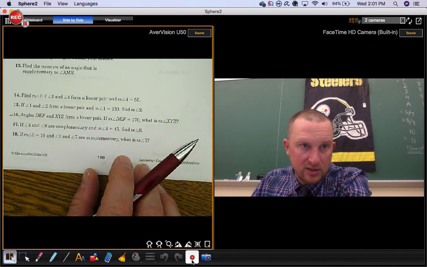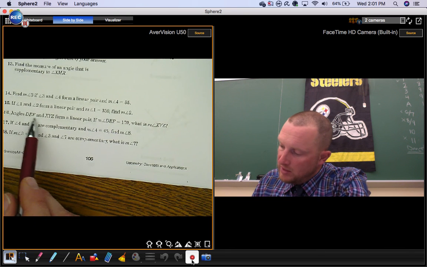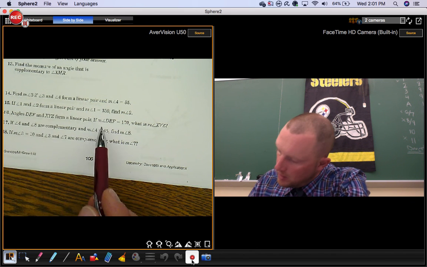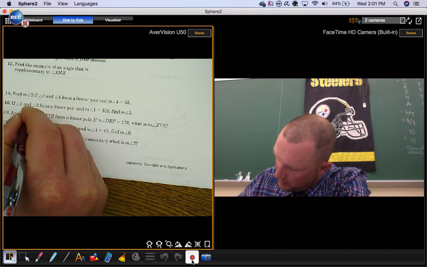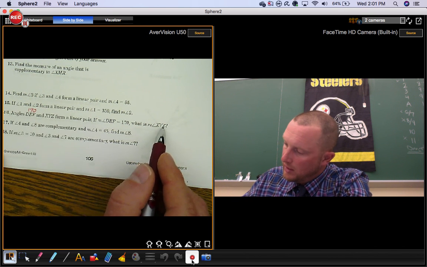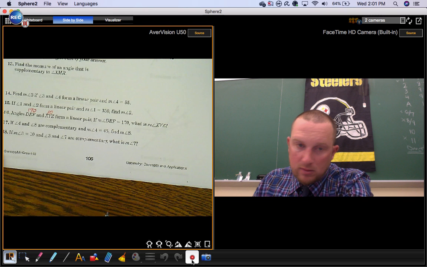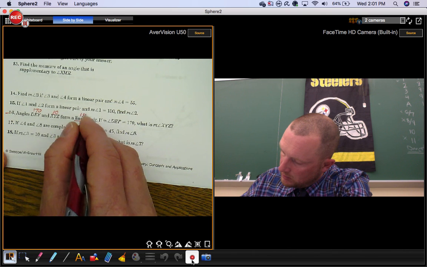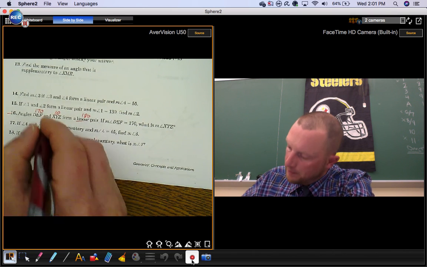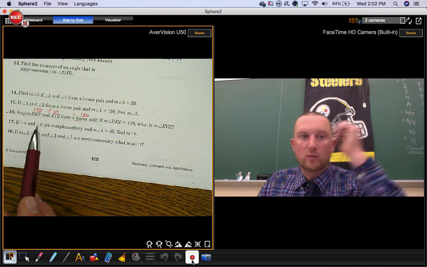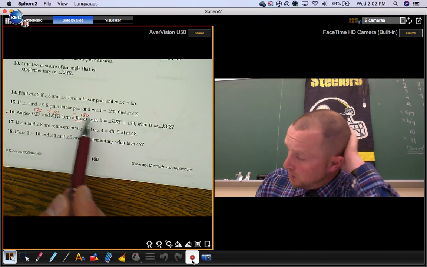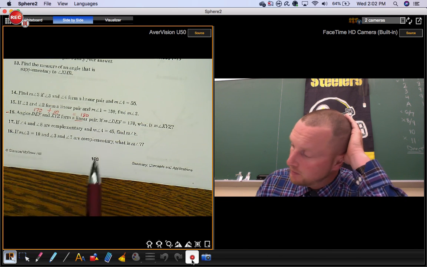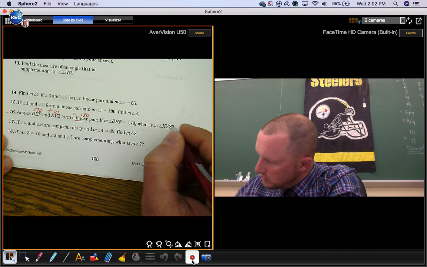We'll skip down to number 16. There's no picture for this one. Angles DEF and XYZ form a linear pair. That means these two angles add to 180. If the measure of angle DEF is 170, what's the measure of angle XYZ? It's going to have to be 10. Linear pair is 180. So 170 plus 10 gives you that 180. You had the 180 to start with, and you had the 170 to start with. Just subtract them. So what's the measure of angle XYZ? 10.